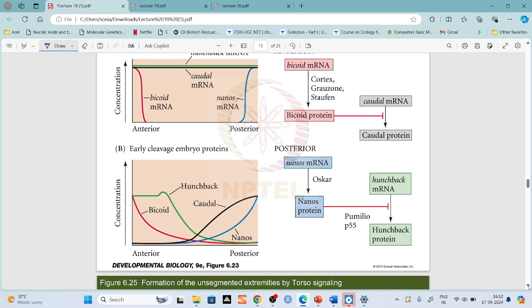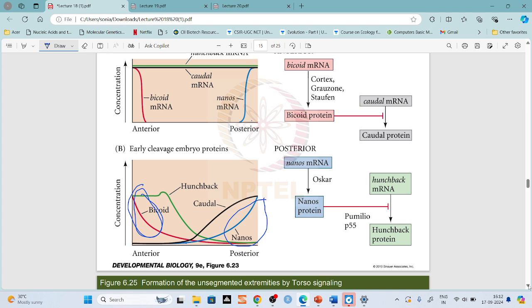the place where this bicoid is present in the greatest concentration, that area forms the anterior region. And the place where this nanos protein is present at greatest concentration, this area forms the posterior region. And you can see that the level of hunchback is also eventually decreasing from anterior to posterior. Likewise, the concentration of caudal is also showing a gradual decrease from posterior to anterior end.